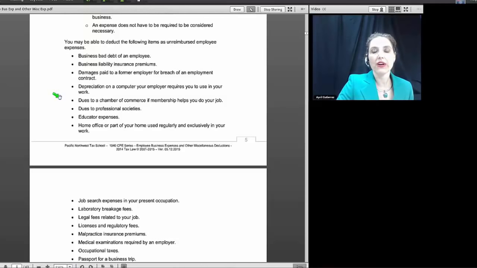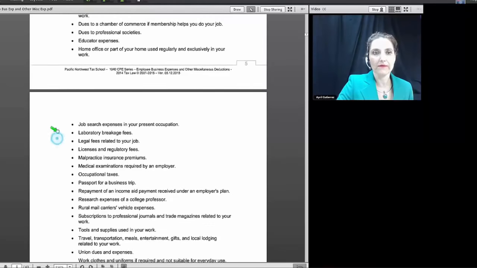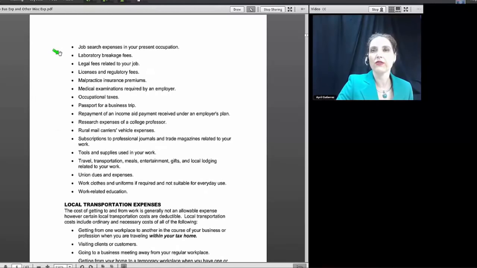Dues to a chamber of commerce if membership helps you to do your job. Dues to professional societies. Educator expenses. Home office or a part of your home office that is used regularly and exclusively in your work. Job search expenses in your present occupation. Laboratory breakage fees. Legal fees related to your job.